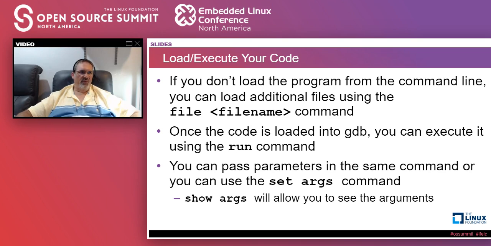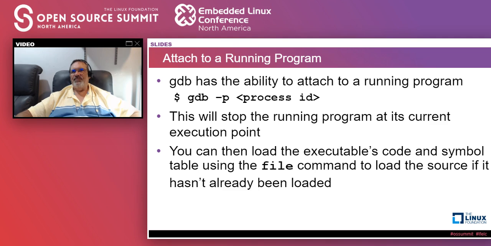Also, we've seen the run command. I did that a couple of times here. But we can set the arguments to the run command. We can run the application and pass arguments that way, or we can use the set args command to set the arguments so that when we use the run command, it automatically passes the arguments we're interested in. If we do a show args command, that lets you see the arguments so that you can go, oh, yeah, that's correct, or no, that's not correct, let me change them and do another set command. You can have all of that set up inside of your .gdbinit so that you don't have to type all that stuff all the time.